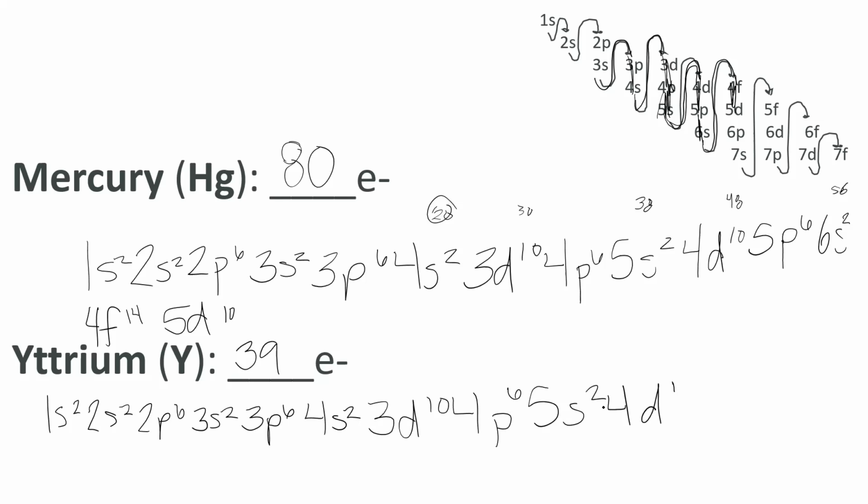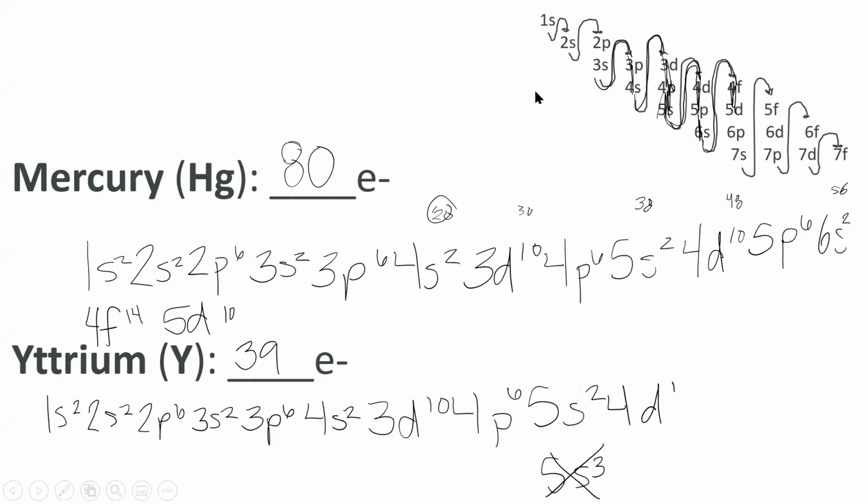Can't fill it up. I only need 1. 2 plus 2 is 4. Plus 6 is 10, 12, 18, 20, 30, 36, 37, 38, 39. Remember, you could not stop on this. S can only hold up to 2. So then I had to go to 4d1.